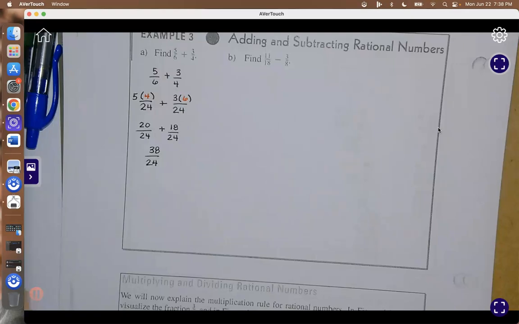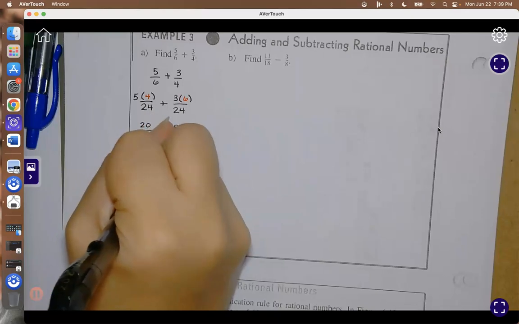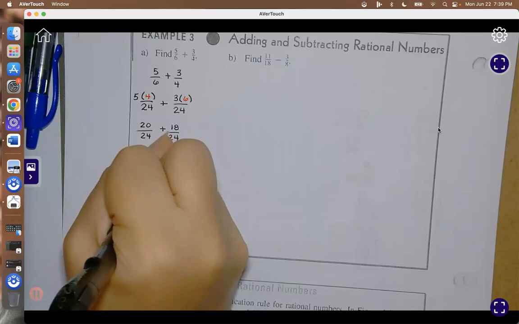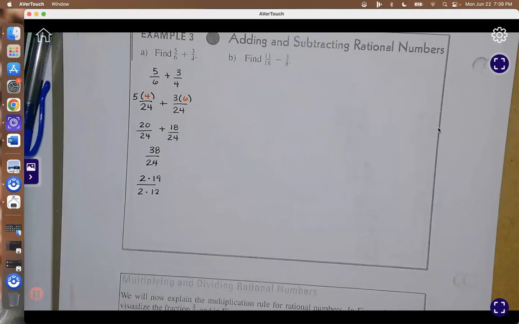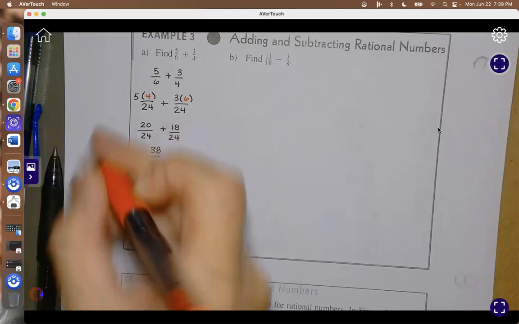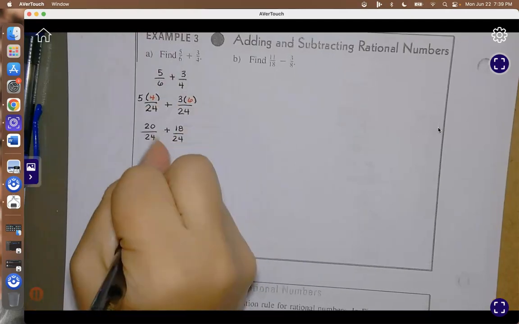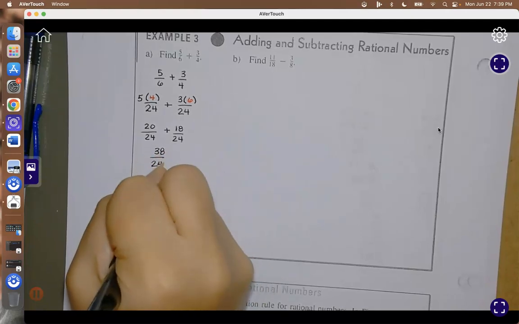Okay, these will reduce by 2. So this is 2 times 19 and 2 times 12. And then the 2's cancel. So the answer to this is 19 over 12.